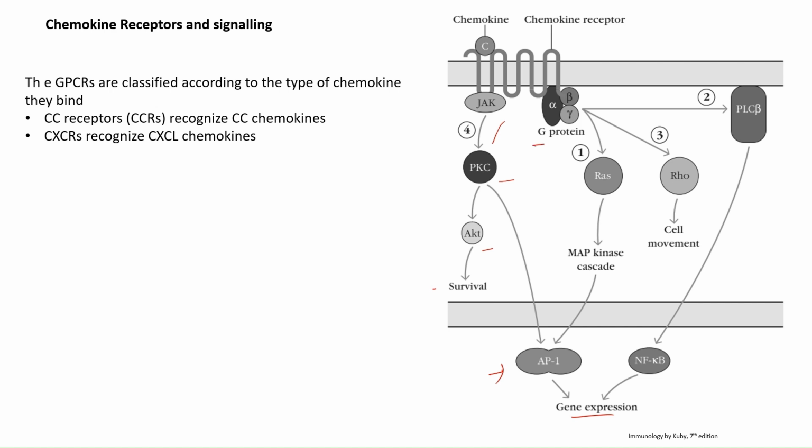Coming to this one, G protein, this is a new one, G protein coupled receptor. This is a new receptor from whatever we learned till now. So this G protein coupled receptor consists of G alpha, G beta and G gamma. When these are present in trimeric form, this is the inactivated form.